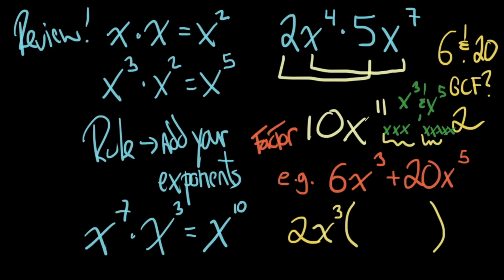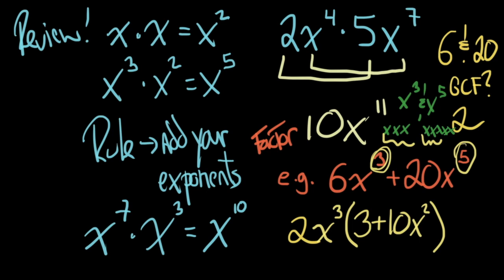Now, remember I asked you, you have to ask yourself, 2 times what gave you 6? 3. I factored out 3 of these x's. How many are left? 0. Nothing. They're all gone. Moving on. 2 times what gives me 20? 10. I took out 3 of these x's. How many are left? Just 2. Boom, that's factored. Now that's probably going to be more challenging questions.